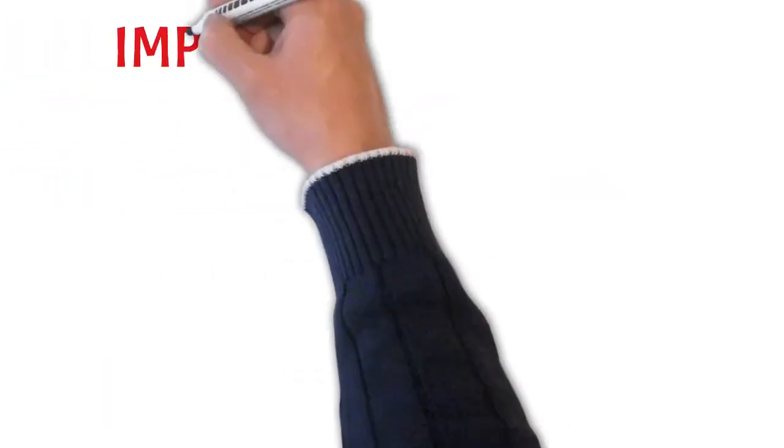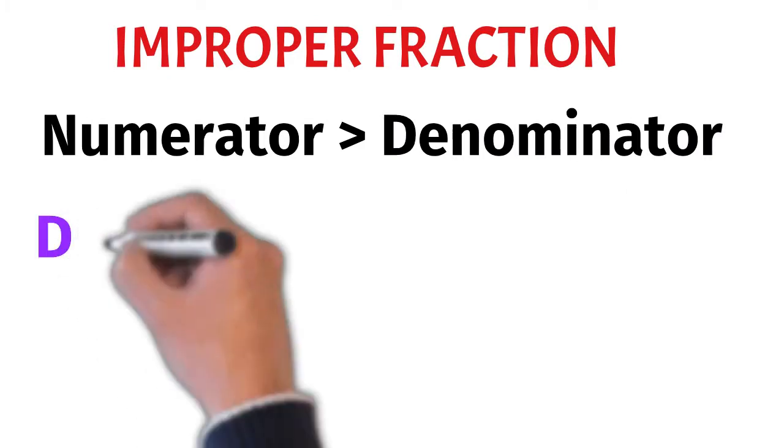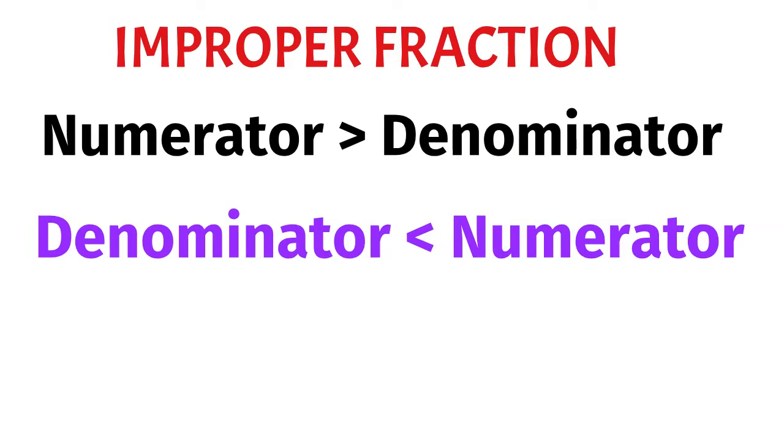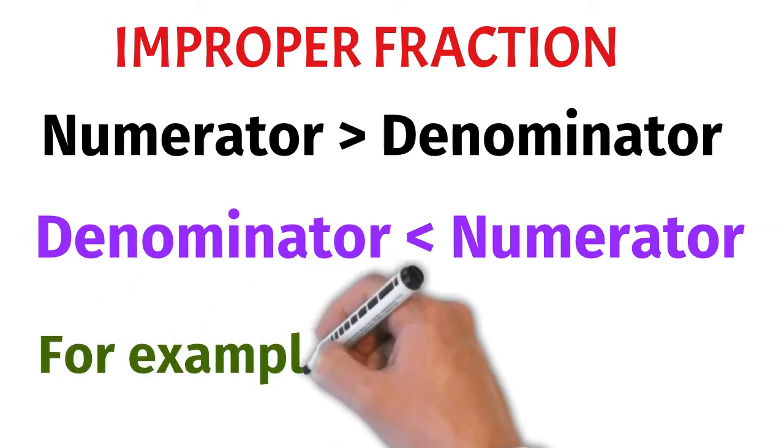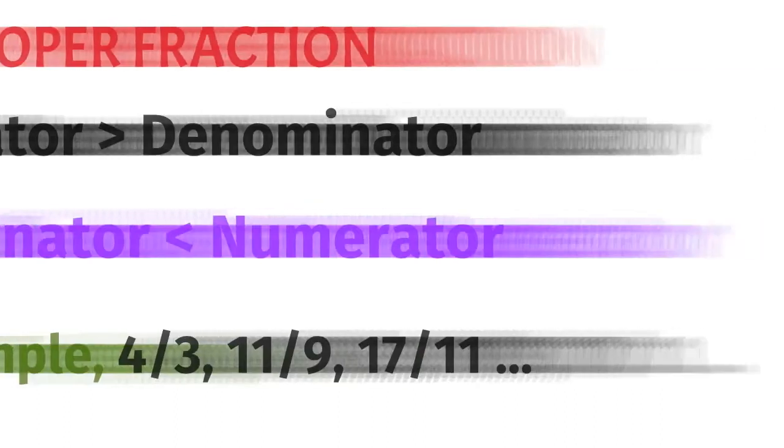Come to the second, that is the improper fraction. A fraction where numerator is greater than the denominator, or in other words, denominator is less than the numerator, is called as improper fraction. For example, 4/3, 11/9, 17/11, etc. Here you can see the numerators 4, 11 and 17 are greater than the denominators 3, 9 and 11 respectively.